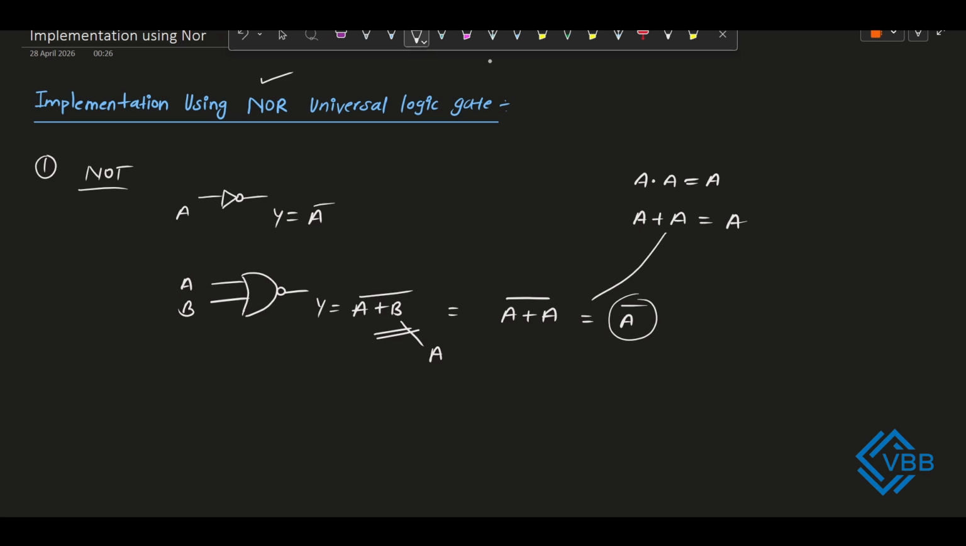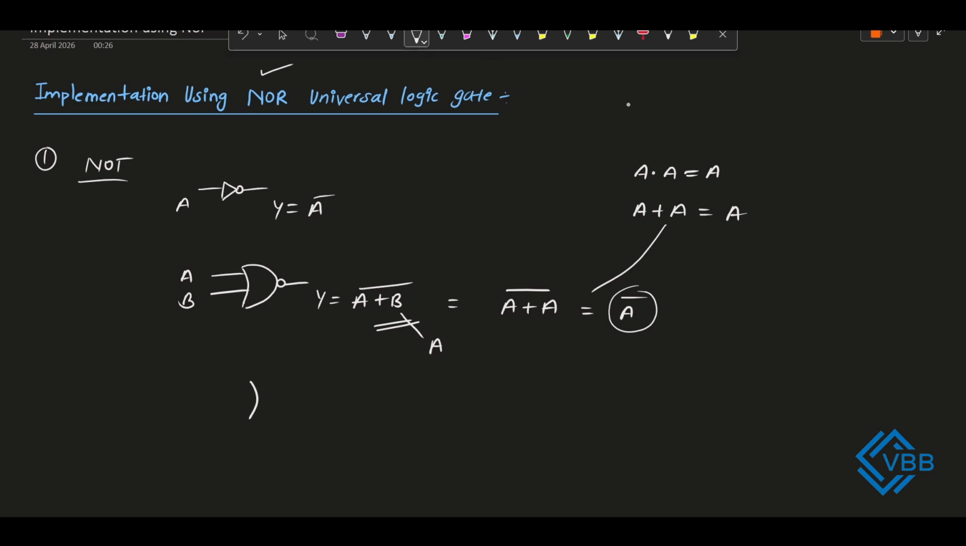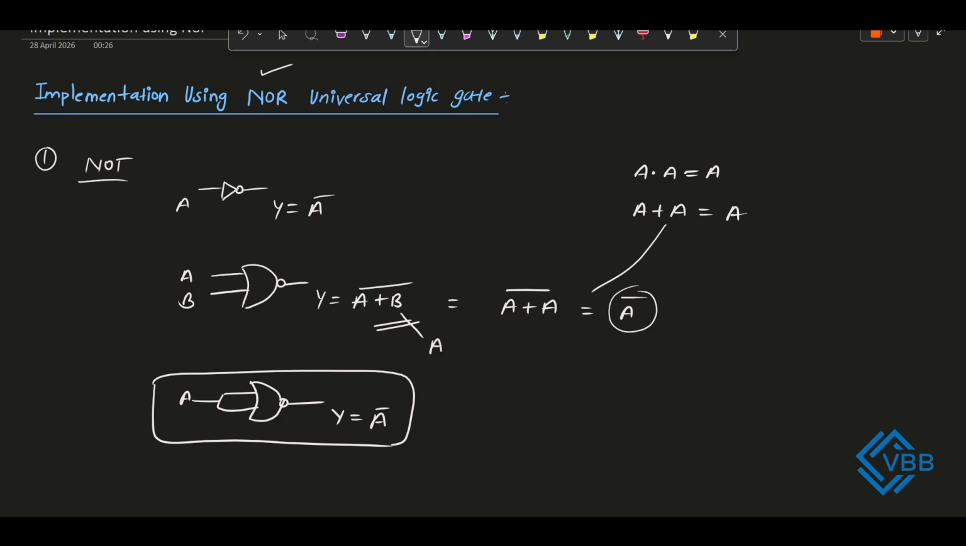Here we have got the NOT gate expression. We can rewrite this by connecting both inputs of the NOR gate to a common input, so that the NOR gate will act like a NOT gate. Okay. So this is a NOT gate using the NOR gate implementation.